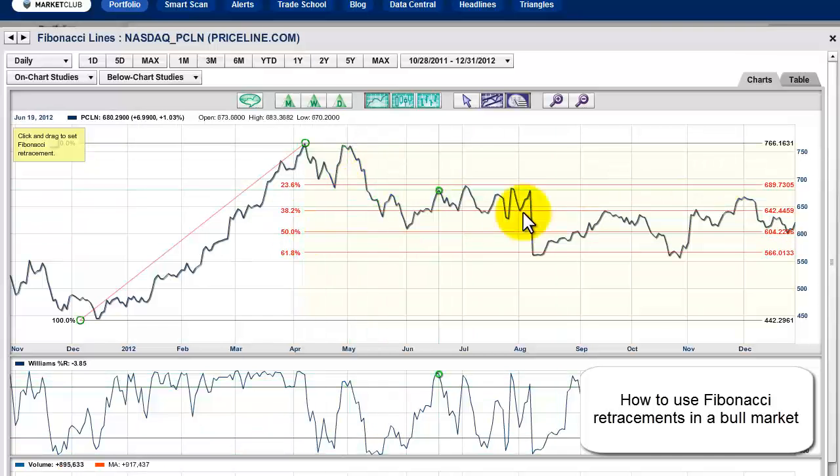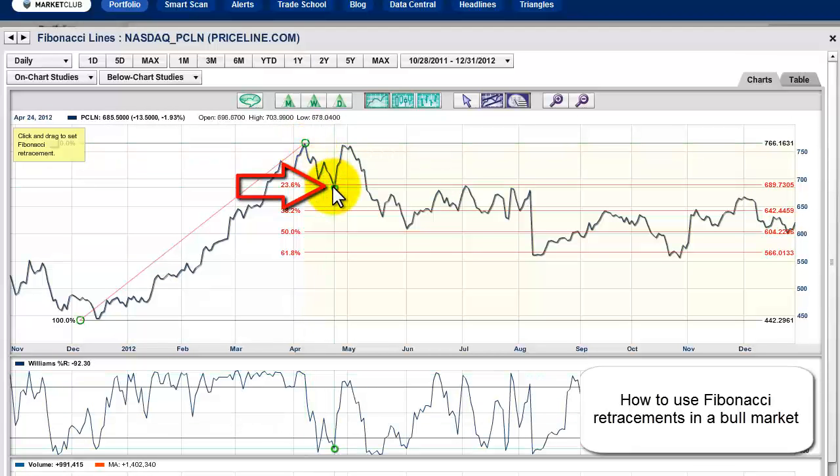Okay, so what you see now are two sets of numbers on these horizontal lines that go across. One is percentage numbers, 23.6%, 38.2%, 50%, and 61.8%. And on the other side, the corresponding dollar value of the stock. So it's $566.01 and $689.73.